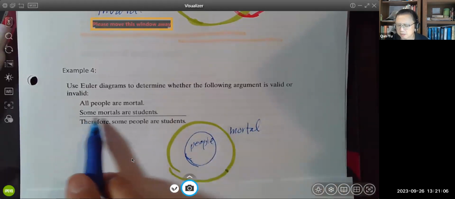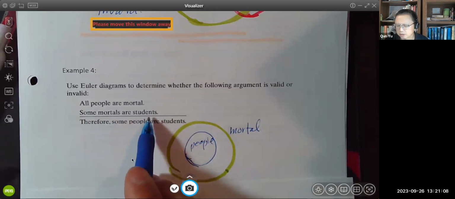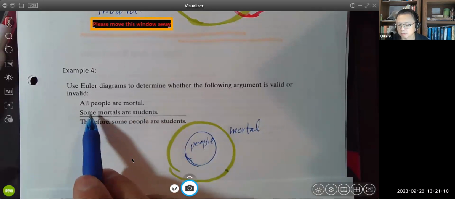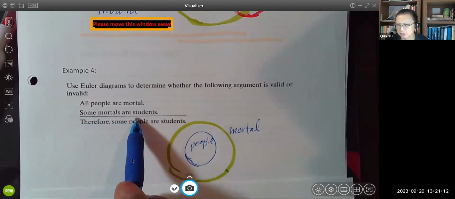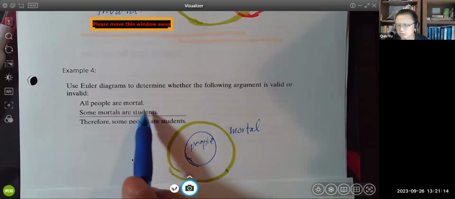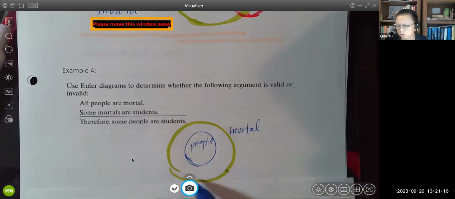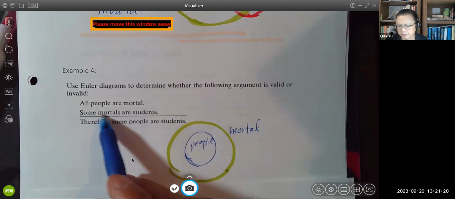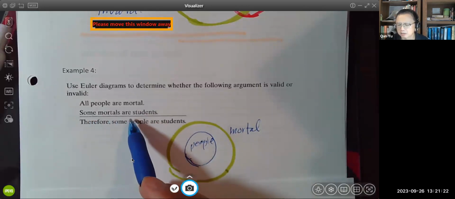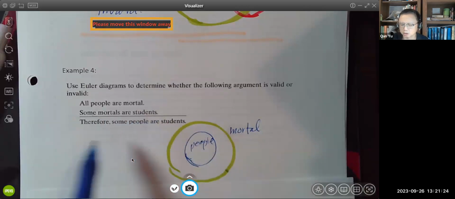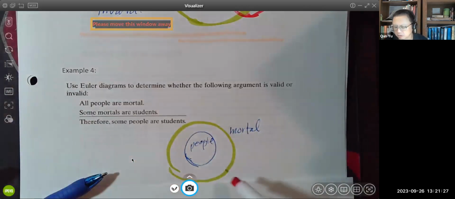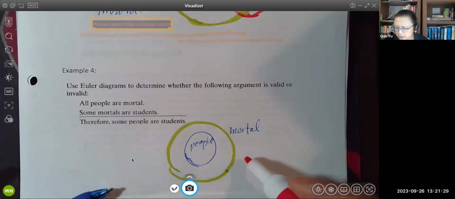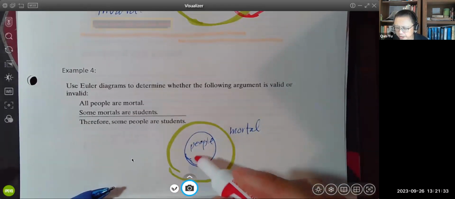And second, some mortals are students. So we have a new model, some A are B, right? This new red circle represents students. They want this mortal circle to partially overlap with the red circle, because this is some A are B. But here's the thing. I can draw it this way so that they partially overlap. I can draw it this way too.